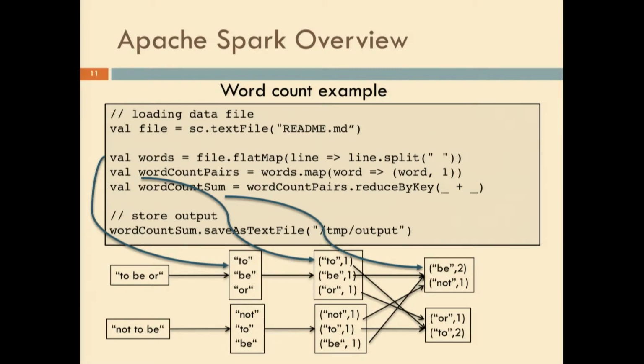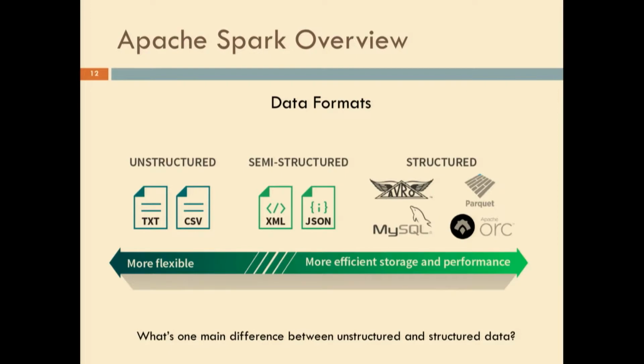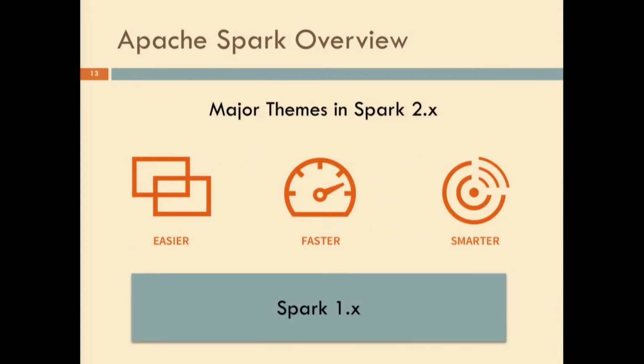But now, RDD is considered old school. The abstraction model has been shifted, and I'll talk about that a little bit more. As we know, in the world, we have many kinds of data formats, right? All the way from unstructured to structured. And the more structured data we have, the more information Spark has about our structured data, the more it can be smart about doing various types of optimizations for us. And that's what the Spark 2.0 themes are.